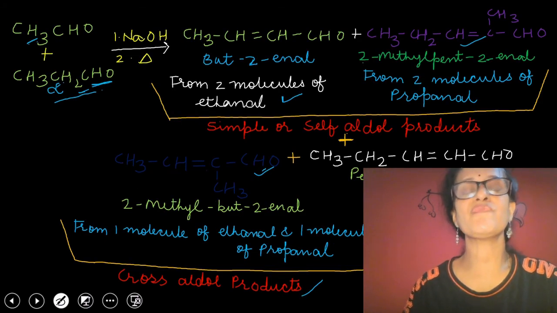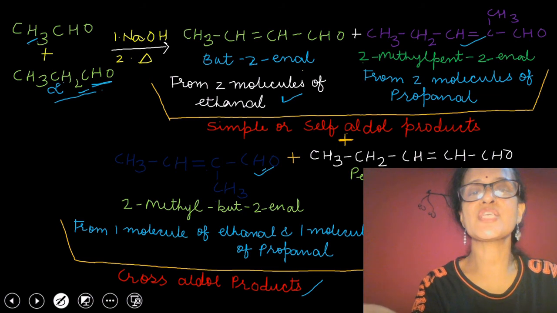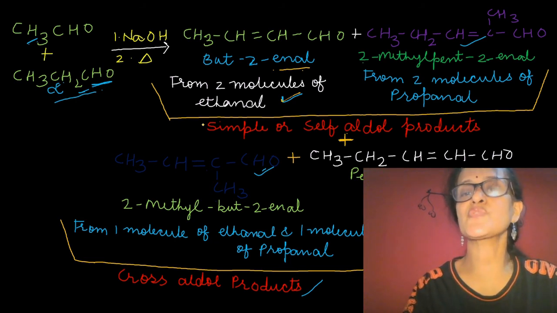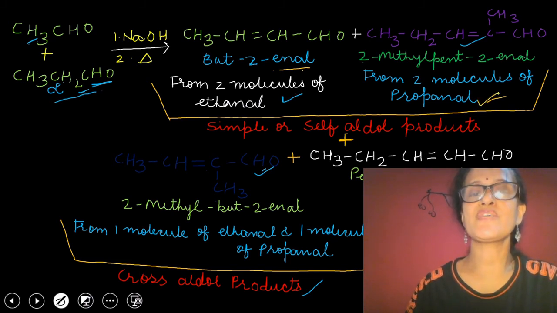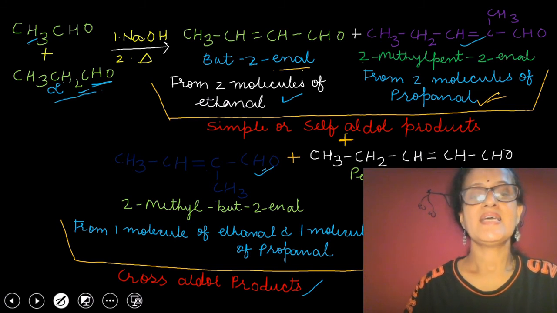So here I can show you the four different products which are formed by the reaction between two different aldehydes. One was ethanol and the other was propanol. So we have discussed in great detail that but-2-enol is formed by the reaction between two molecules of ethanol, and 2-methyl-pent-2-enol is formed by the reaction between two molecules of propanol. As these two products are formed by the reaction between two similar aldehydes, they are the simple or self-aldol products.